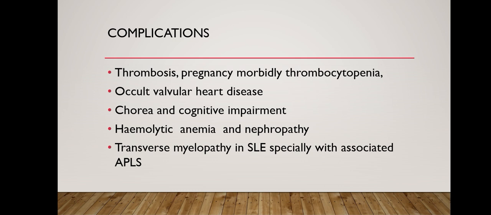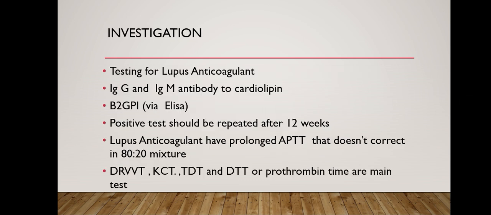Now complications. The complications include thrombosis and pregnancy morbidity, thrombocytopenia, occlusive valvular heart disease, chorea and cognitive impairment, hemolytic anemia and nephropathy, and transverse myelopathy in SLE. This transverse myelopathy in SLE is especially associated with APLS.